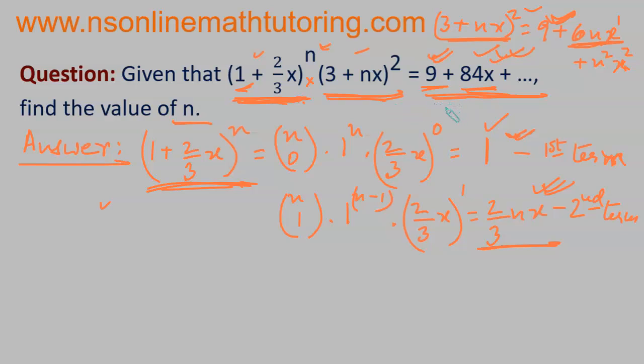You'll see that everything becomes so clear. Okay. So we have seen 1 times 9 is giving us the constant term, the first term 9, and coming to the second term 84x, this can be obtained when 6nx gets multiplied with 1 and when 2 over 3 nx gets multiplied with 9. These are the only two ways of coming to a term containing x.